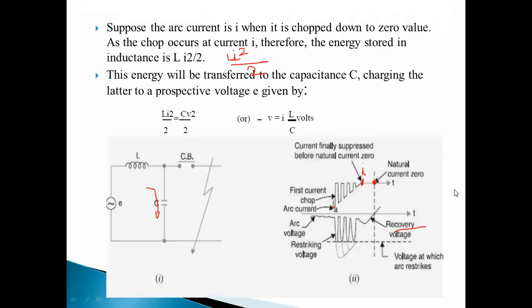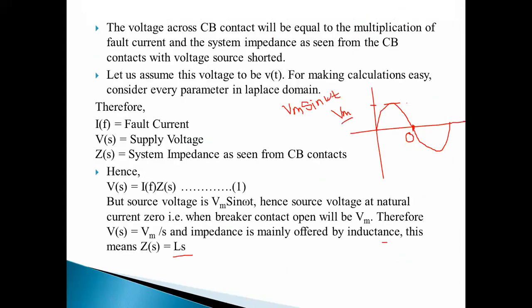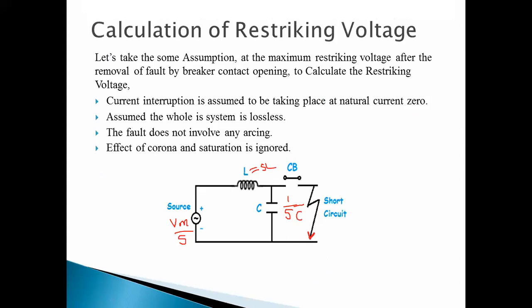So here we completed the current chopping and triple RV. And this derivation is also important for the restriking voltage. So remember all the terms: first is arc voltage, restriking voltage, then rate of rise of restriking voltage, and then current chopping. So these are nothing but the problems which are faced in these circuit breakers.